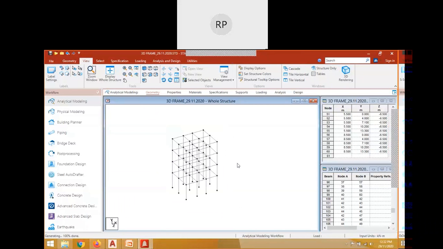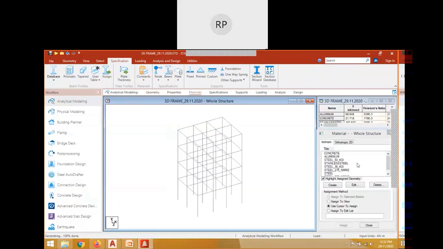Now the next step is to assign the load and then the properties to these beams. Before going for load, we will assign the material for this particular frame. Material is not defined, so we'll go to the material first. So let us go to the material.